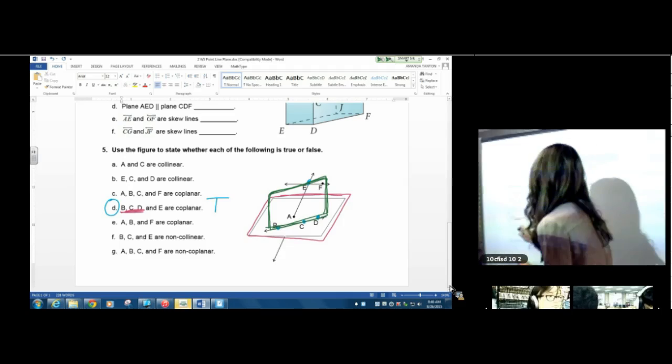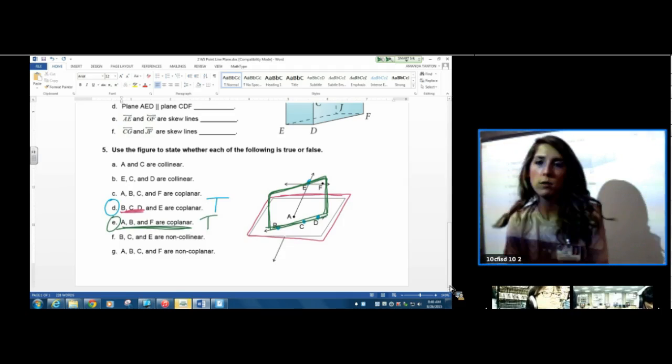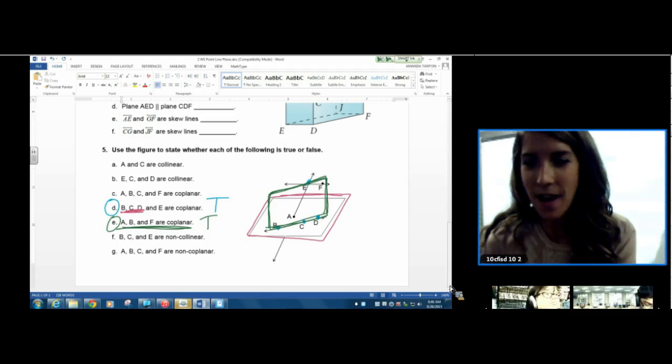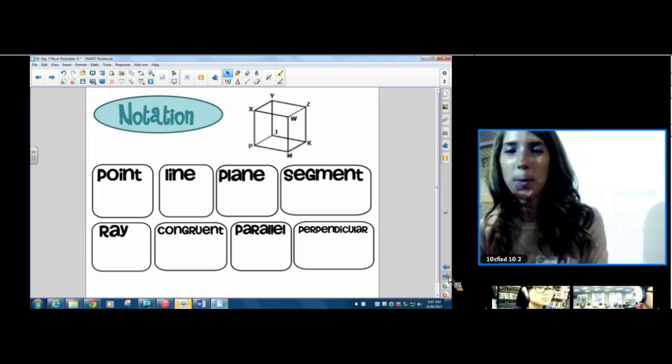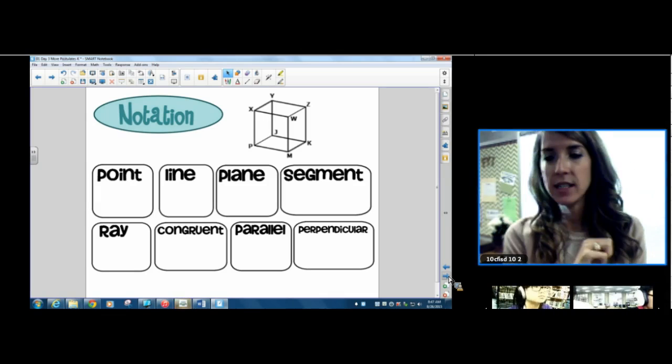5E. A, B, and F are coplanar. That one's also true, and we're going to talk about today why that one's true. All right, so before we dive into the postulates that we're going to learn today, we're going to learn 4 postulates.